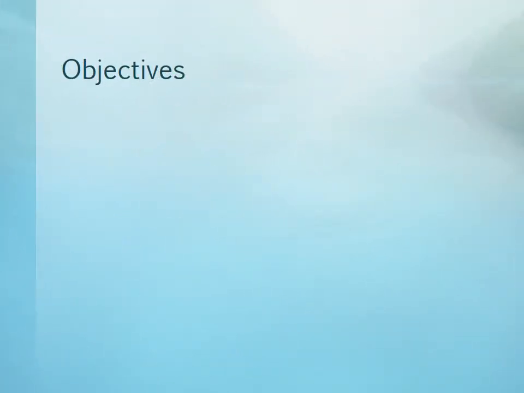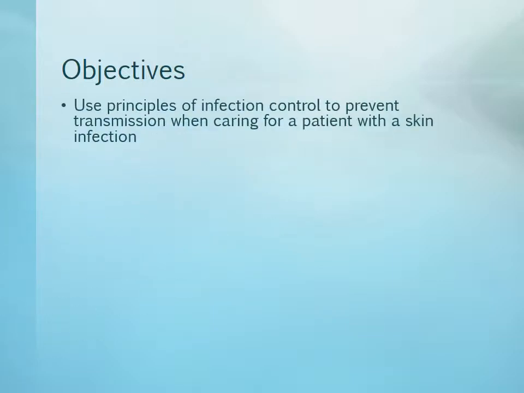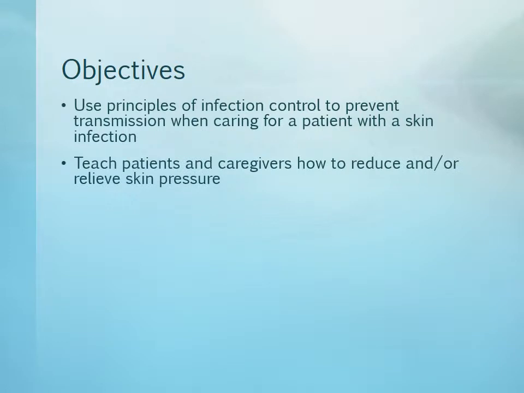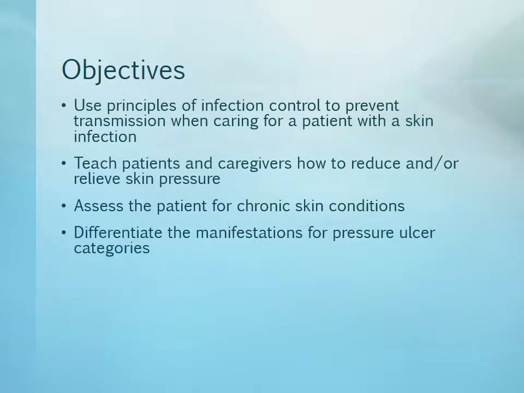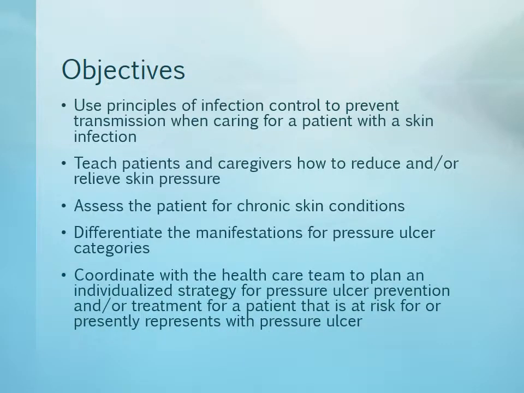After completing this lesson, you will be able to use principles of infection control to prevent transmission when caring for a patient with a skin infection, teach patients and caregivers how to reduce and/or relieve skin pressure, assess the patient for chronic skin conditions, differentiate the manifestations for pressure ulcer categories, and coordinate with the healthcare team to plan an individualized strategy for pressure ulcer prevention and/or treatment for a patient that is at risk for or presently presents with pressure ulcers.